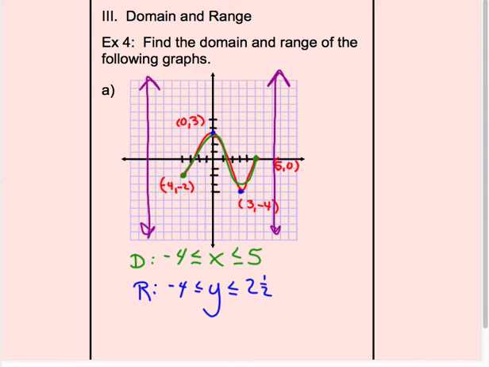To figure out the range of the function, think about taking a horizontal line and moving it up the graph. Again, on this one, this horizontal line does not hit the graph. Once you move it up to here is where it starts to hit the graph, and it stops hitting the graph here, so that gives you the range of your function.